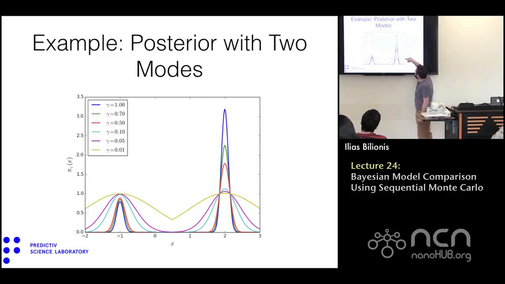But for gamma equals 0.1, I get something that has modes, but they're not quite as pronounced as the modes of the posterior. And so I can still sample from that. And then as I start increasing gamma, the distributions become more complex, but they're still less complex than the full posterior. And the idea is to start samples from the simple ones and then gradually move them to the complex ones. That's the idea.